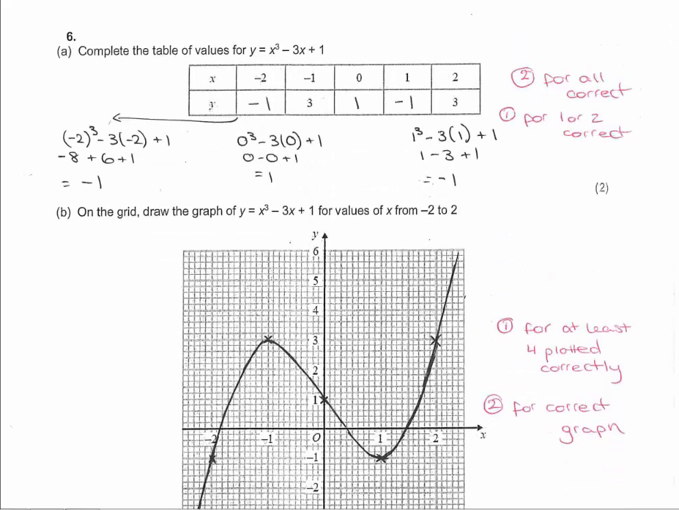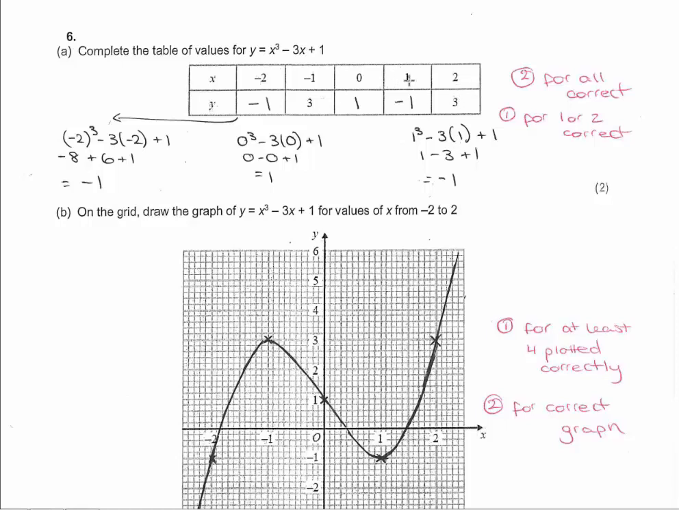Complete the table of values for y is x cubed minus 3x plus 1. Now I really recommend that you work this out without a calculator, because calculators need brackets to do this. Otherwise, if you don't use brackets with negative numbers, the calculator will throw up numbers that you might think are mistakes. It's because you don't understand how the calculator works. So I recommend that you take it slowly, show your working out, and do it by hand rather than use a calculator. This one's worked out already.